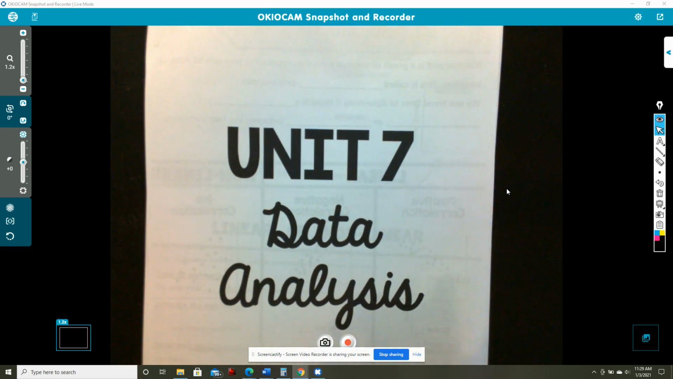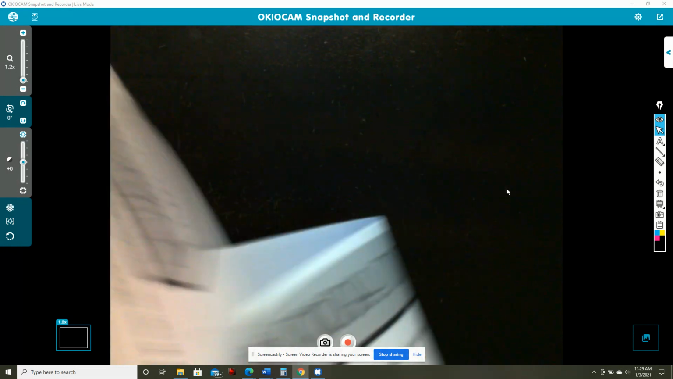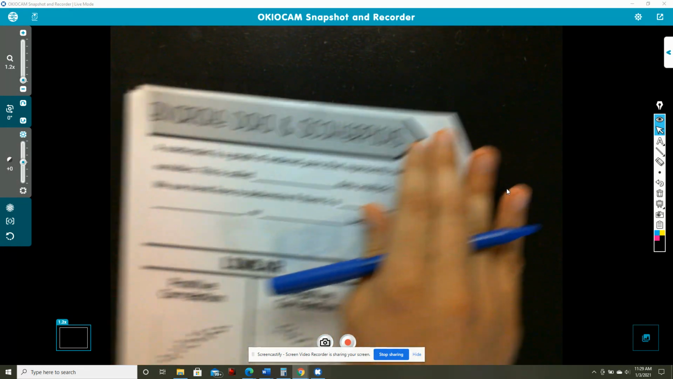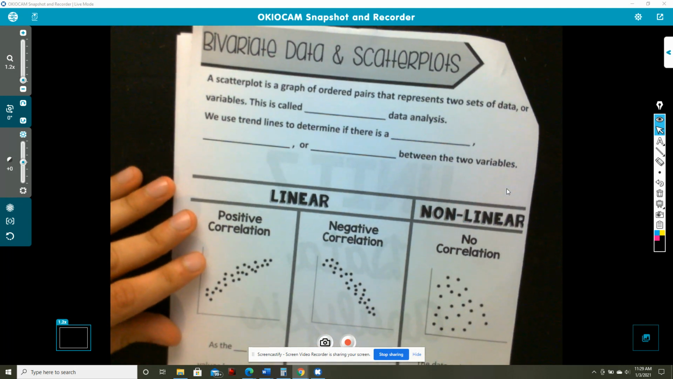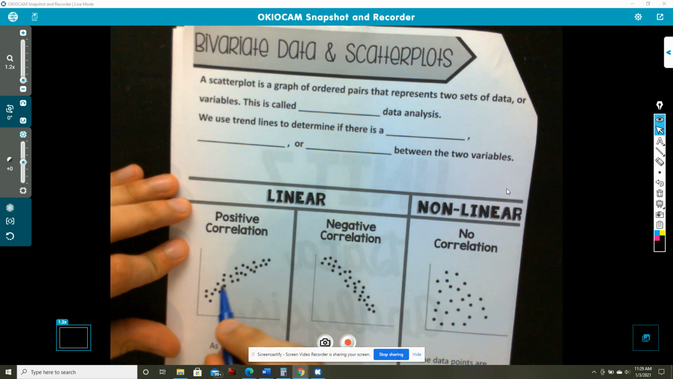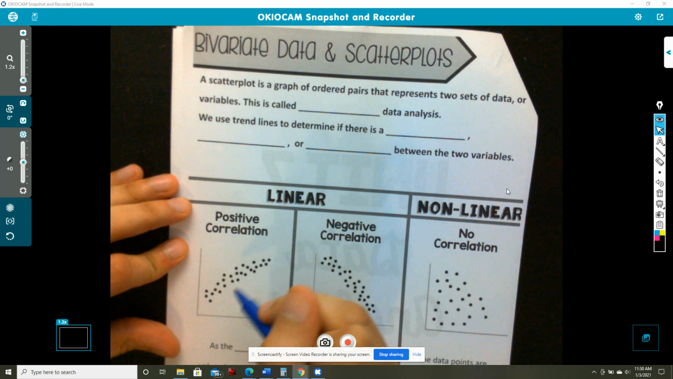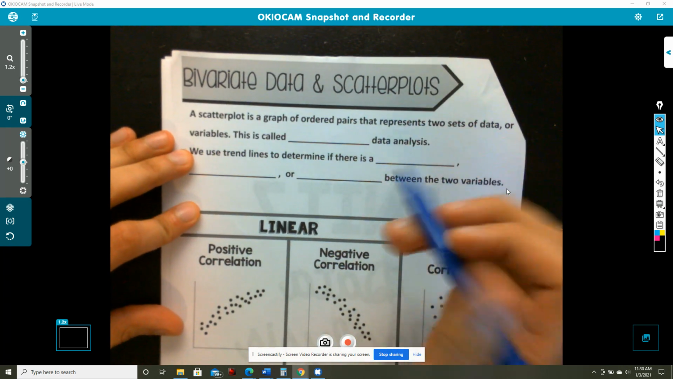All right, so this lesson is going to be the beginning of Unit 7, Data Analysis. And this video is going to be over bivariate data and scatterplots. So a scatterplot is a whole bunch of dots that are on a graph, and these dots represent a coordinate point. So let's fill in the boxes.